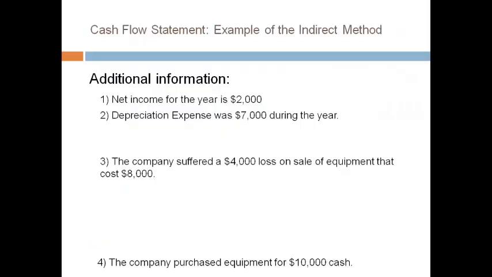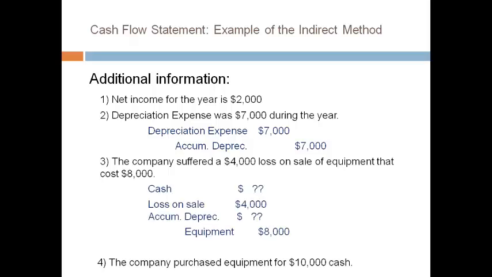We will need some additional information to help us prepare the investing and financing sections. The first thing you should do is record journal entries for the additional information. This will help you determine the cash amount to report on the cash flow statement. There is not enough information given to finish the journal entry for the sale of equipment. We will complete this later in the video using T accounts.